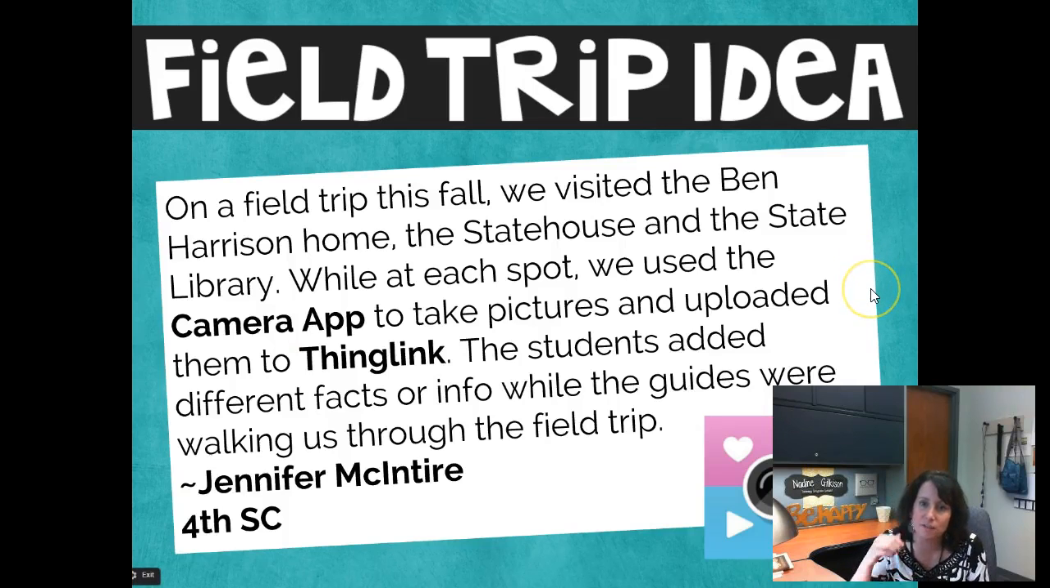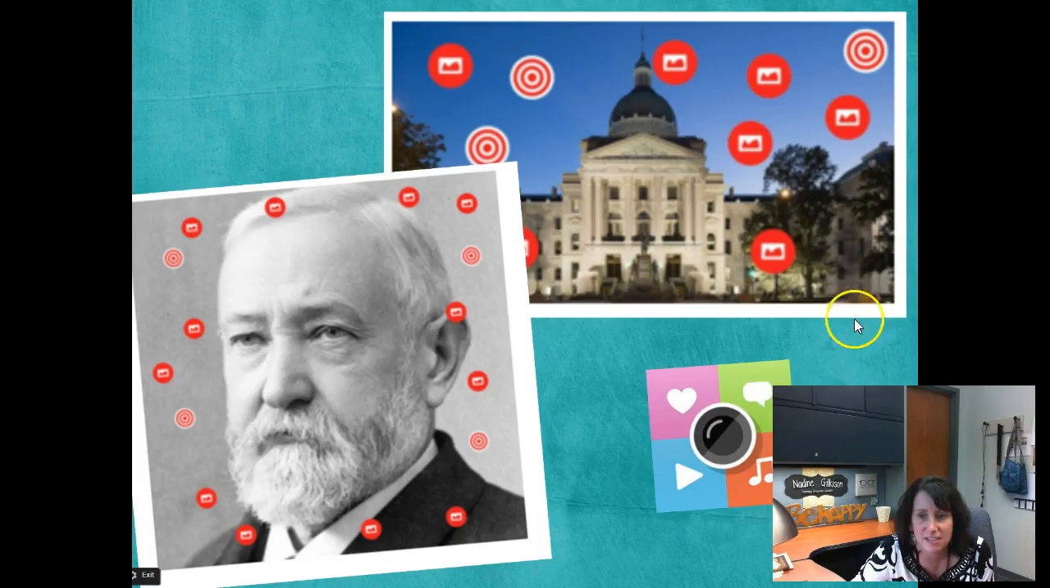Okay, I got this great field trip idea that came from Jennifer McIntyre, who's 4th grade at South Creek. When they went on a field trip in the fall, they visited the Benjamin Harrison Home, the State House, and the State Library. At each spot, they used the camera app, and then they uploaded those pictures to ThingLink, and students were able to add facts or different information while they were traveling on the field trip. This is an example of what they looked like. If I were to click on these images, the kids were basically adding the information as they were on the field trip, which is a great idea.